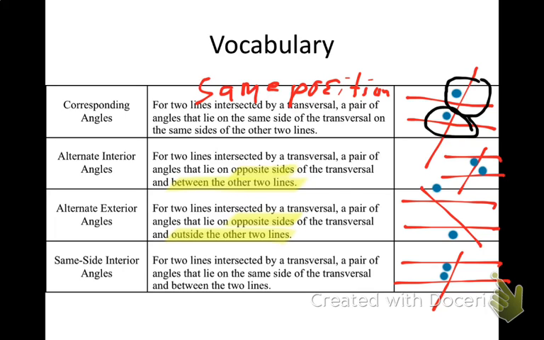So again, the key there is just understanding the terms. And that's what we're going to be doing today. We're just going to be identifying and recognizing some different pairs of angles. So not really a lot of math, but it is the vocab. You ready to move on?